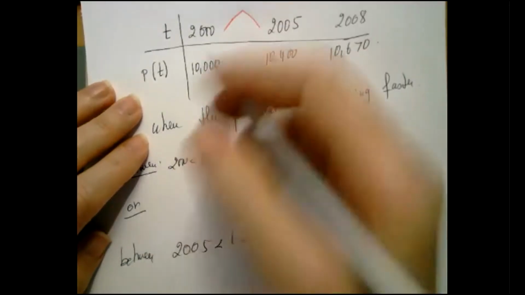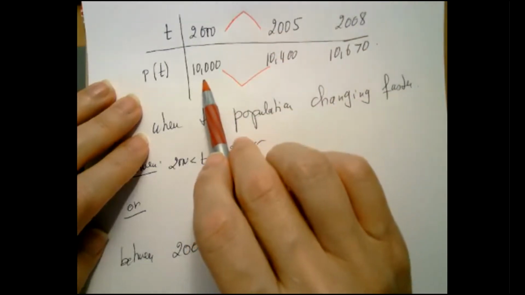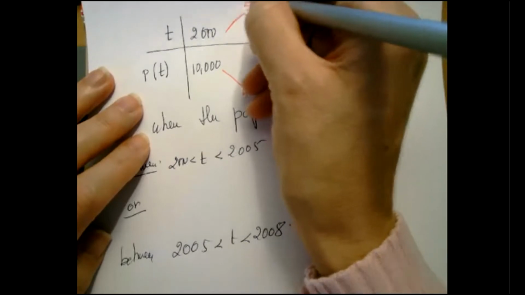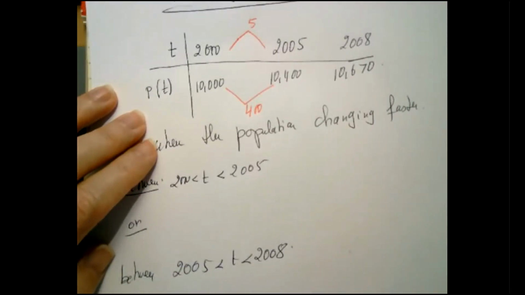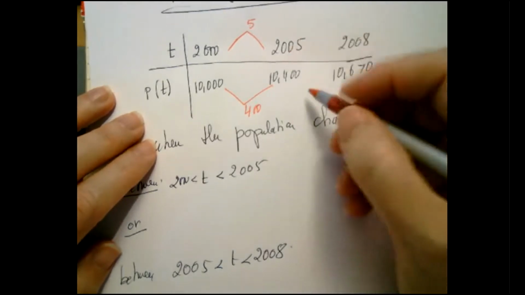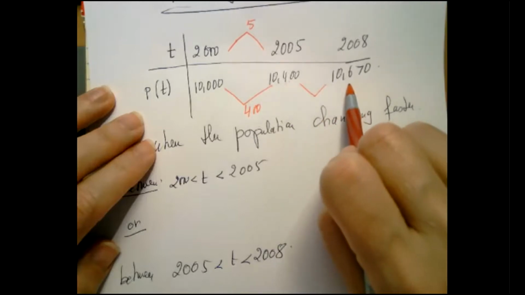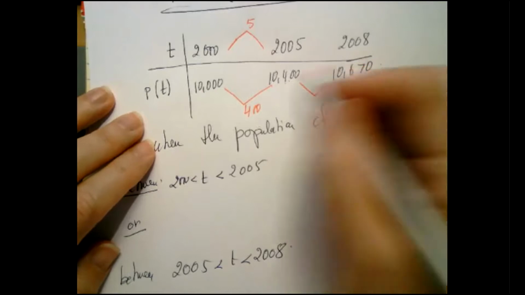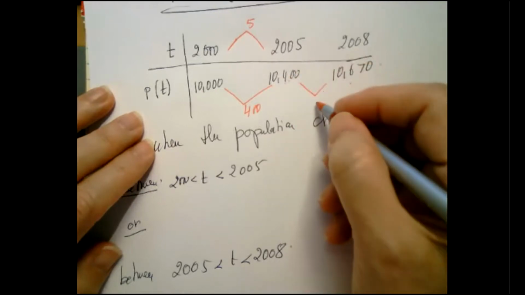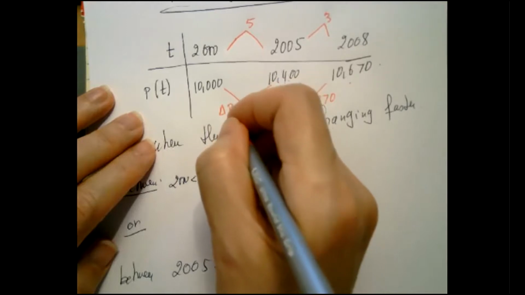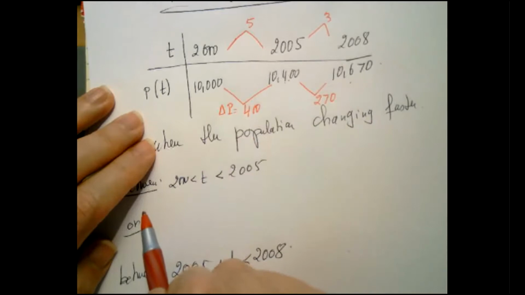First, let us see how much it is changing. Between 2000 and 2005, it changed by how much? 10,000 all the way to 10,400. So it changed by 400 over a 5 year period. Make sense? By how much did it change between 2005 and 2008? It was 10,400 to 10,670, so let's take the difference between them. I should get 270. Okay, so here it changed by 270. And the change, as you probably know, we usually denote by delta P. Delta means the change in population.